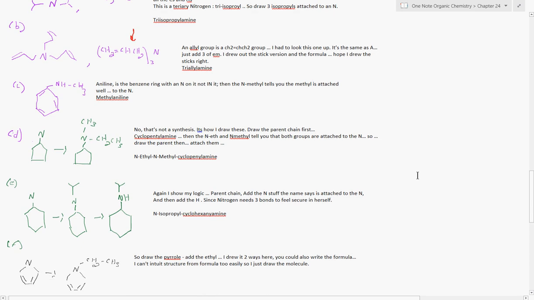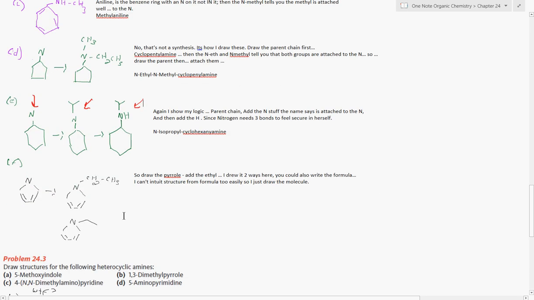So for E, again, it's not a synthesis. I'm just showing my logic. So you have the parent chain, and then you add the stuff that the name says is attached to the nitrogen. And then I finished up by adding the nitrogen because nitrogen needs 3 bonds to feel secure in itself. So we have N-isopropyl cyclohexylamine. So here you have the cyclohexylamine, isopropyl, 3 bonds.